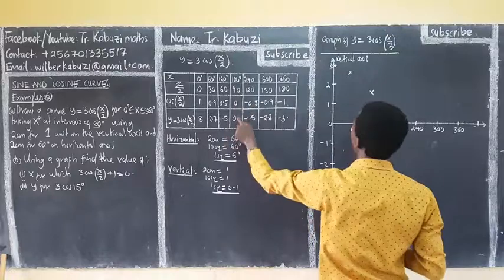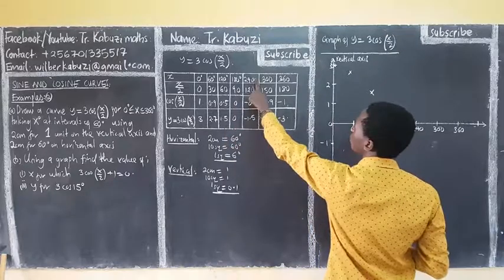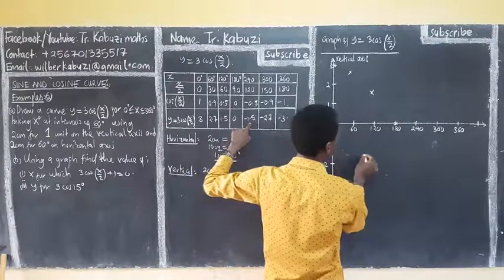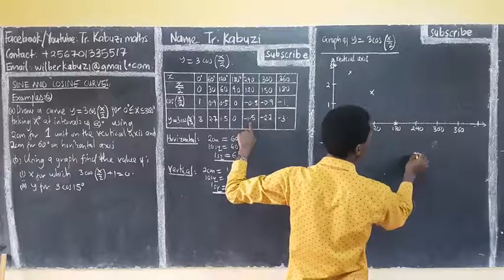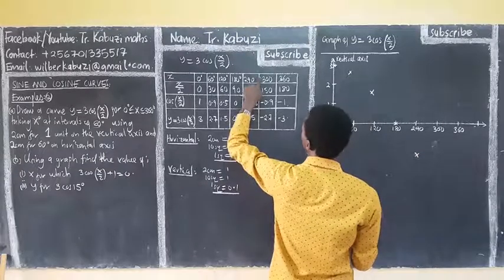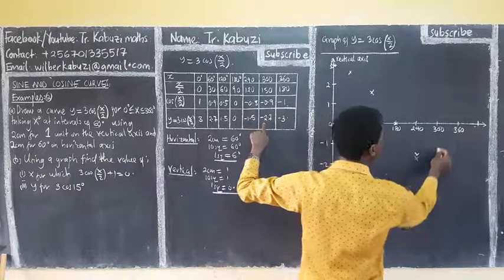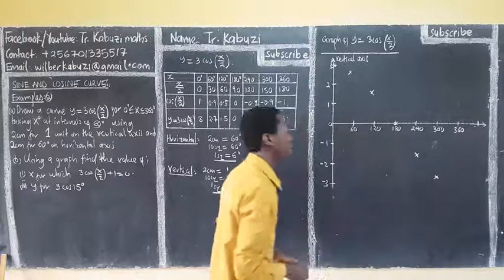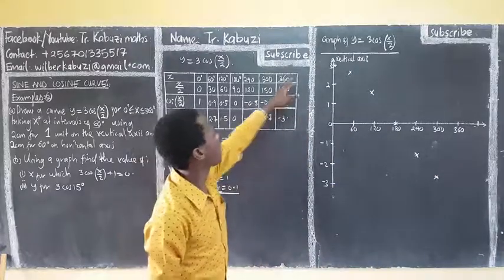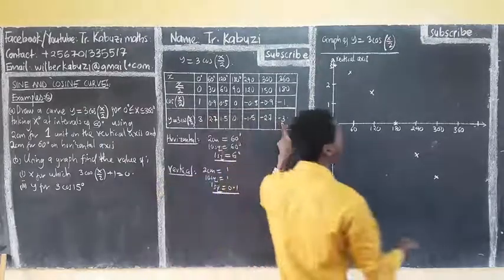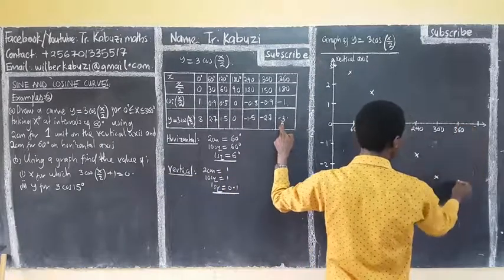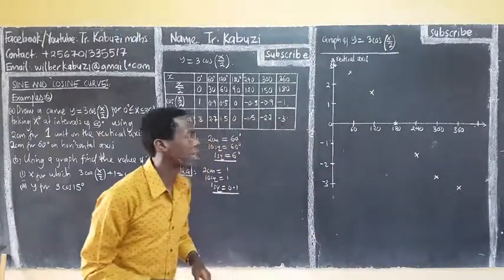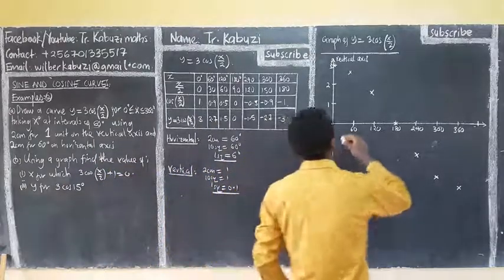Then I go to 180 with 0. Then I go to 240 with negative 1.5. 240 with negative 1.5 is going to be there. So this is where my curve is going to be. Then 300 with negative 2.5. Negative 2.5 is going to be somewhere there. On your graph, you are going to see it properly. Then 360 with negative 3 around there. So now, we join this curve using freehand. I will join my curve like this.